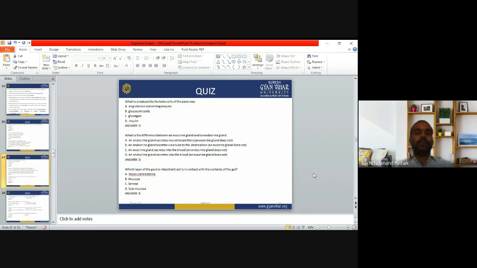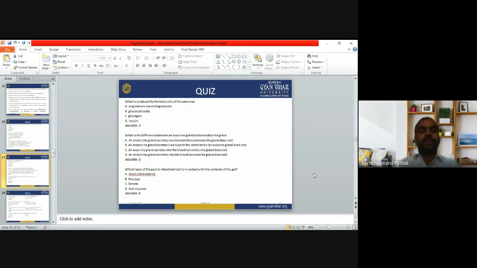What is produced by the beta cell of the pancreas? Now it's an interesting question. Beta cells of the pancreas produce which type of secretion? A, angiotensin converting enzyme, that means ACE. Is it produced by the beta cell? No, so it is incorrect. Glucocorticoids? Incorrect. Glucagon? Incorrect. Insulin is there. Insulin is secreted by the pancreatic beta cell. So yes, answer D is correct.